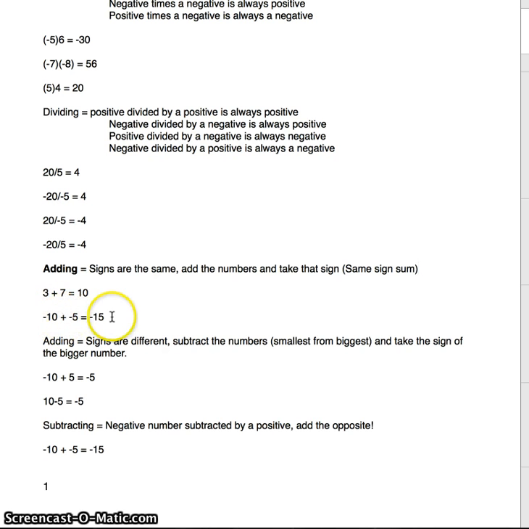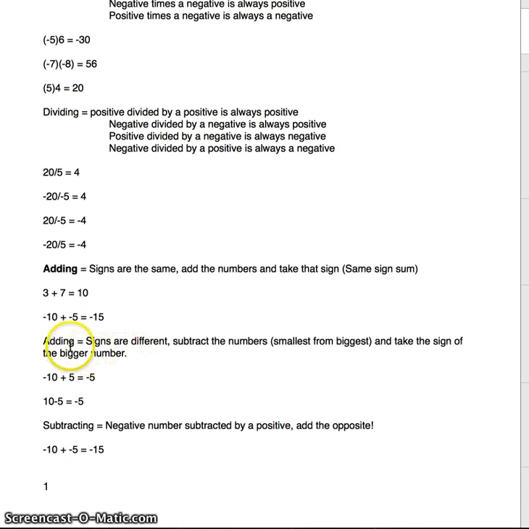So what about this one? If you've got negatives, you have a negative 10 plus a negative 5. Well, your signs are the same. We are adding, so signs are the same sign sum. You'll just do 10 plus 5 is 15. And then we're going to keep that sign because both those signs are the same, so our answer needs to have that same sign. It'll be a negative 15.